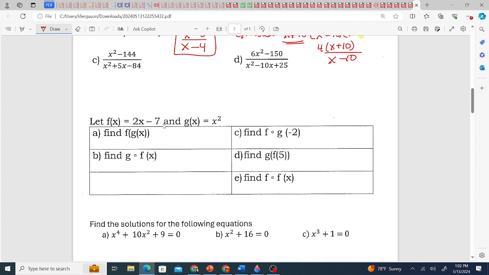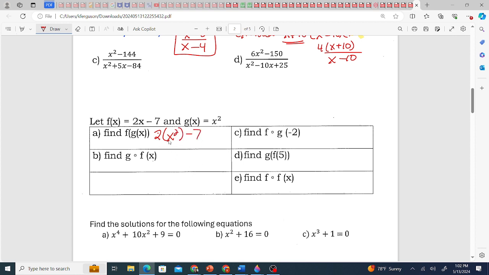Okay. So now I've got the composition of functions. Composition of functions is I've got one function and I'm placing it into another. So right here, if I got f of g of x, that means g is going inside f. So g is x squared, f is 2x minus 7. So that would be 2 times x squared minus 7.